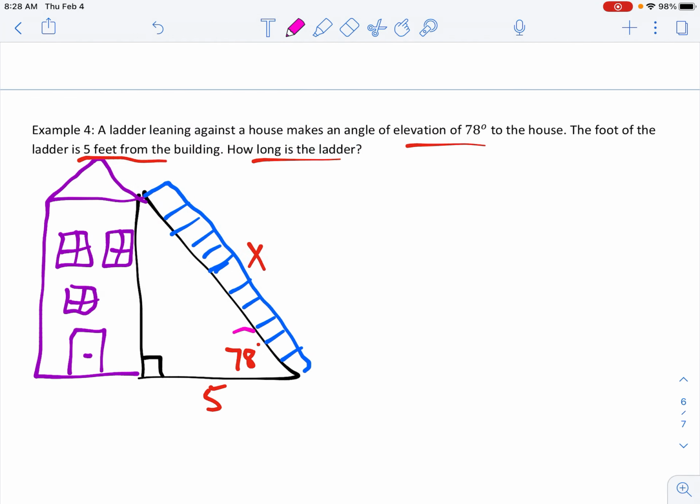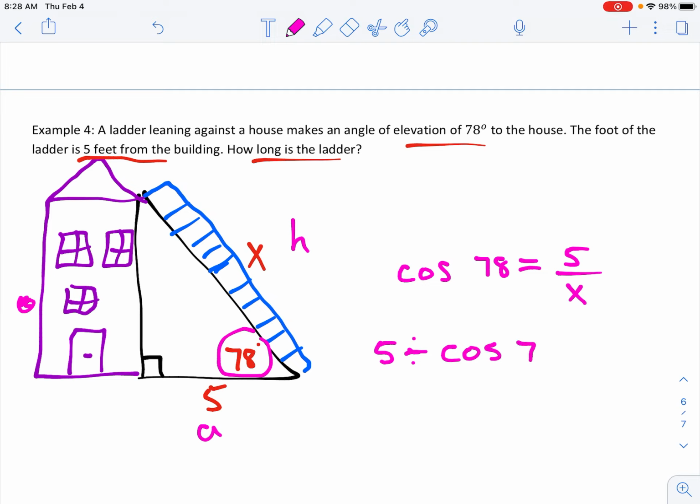All right, let's go ahead and start at the angle and label our sides. This would be opposite, hypotenuse, adjacent. I have A and H, so this is a cos, so I'm going to take cos of the angle equals adjacent over hypotenuse. Now I notice X is on the bottom of my fraction, so this is a division, so I'm going to do 5 divided by cos 78, which tells me that X is approximately 24 feet.